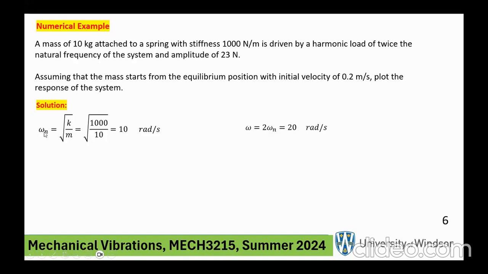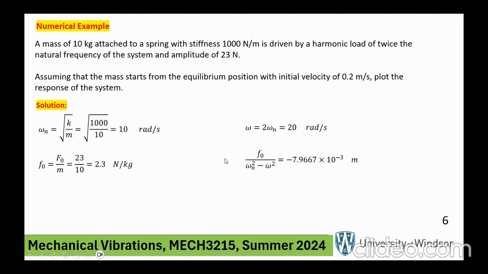So omega n is the root of k over m. Omega, the driving frequency, is twice that. We're told that, so it's 20. Little f naught is big F naught over m. So 23, big F naught is right here, divided by 10, the mass of the block, gives 2.3.